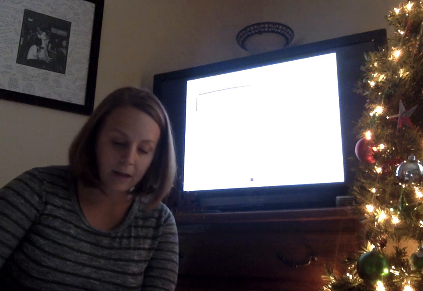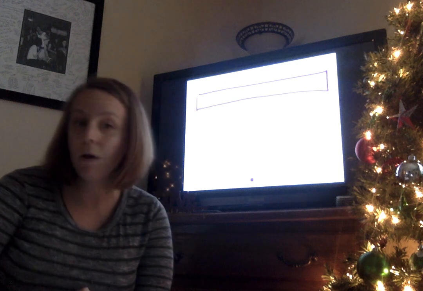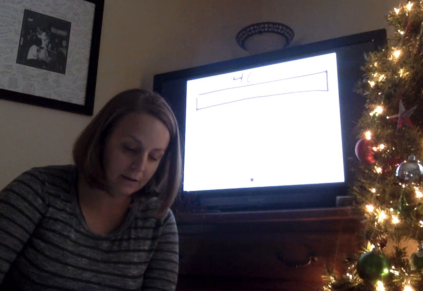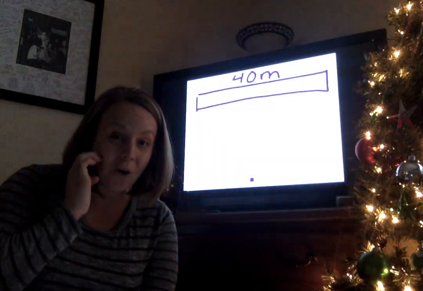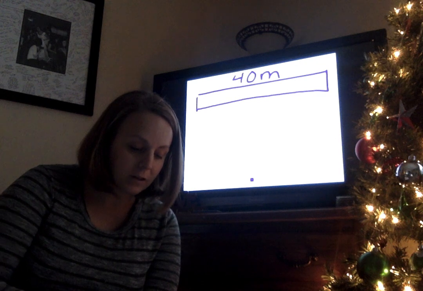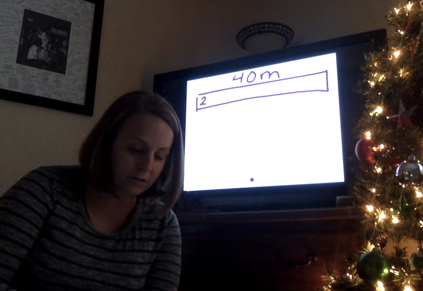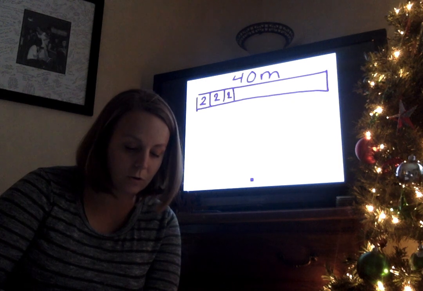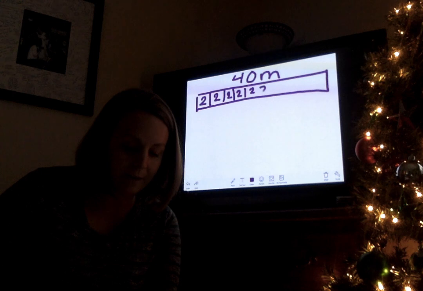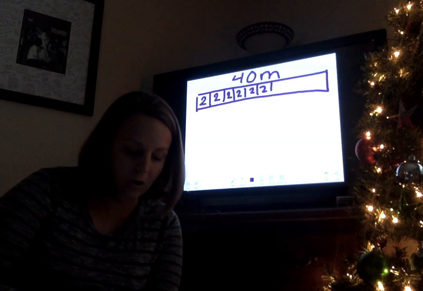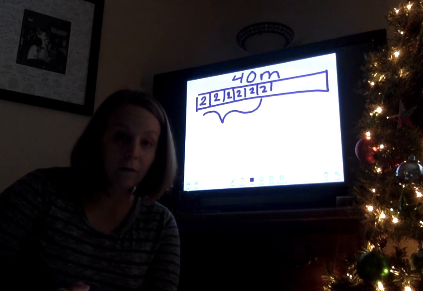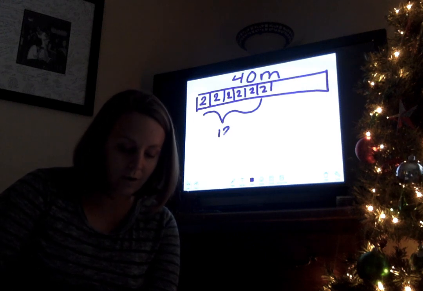So here's where I'm going to draw a picture. I've got my whole, and I know that my whole is going to be 40 meters. I know that she's going to have 2 meters for each of the 6 curtains. So I'm going to go ahead and put 2, 2, 2, number 4, number 5, and number 6. Okay, now I know I've taken up how much of the material? 2, 4, 6, 8, 10, 12. Taken up 12. So here's 12 meters.